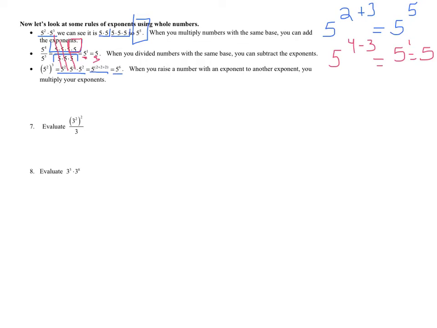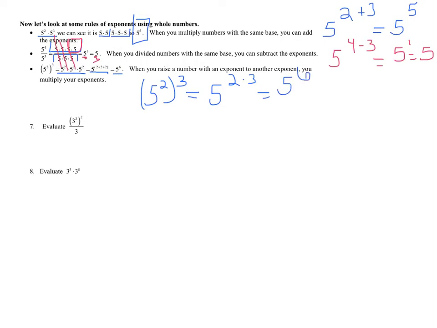Therefore, when we raise a number with an exponent to another exponent, you end up multiplying those exponents. So we did 5 to the 2 to the 3 as 5 to the 2 times 3, which is 5 to the 6th.